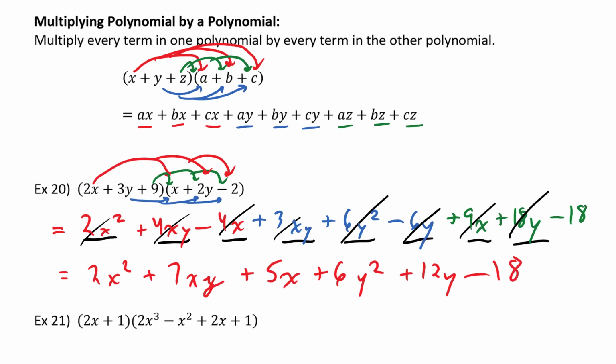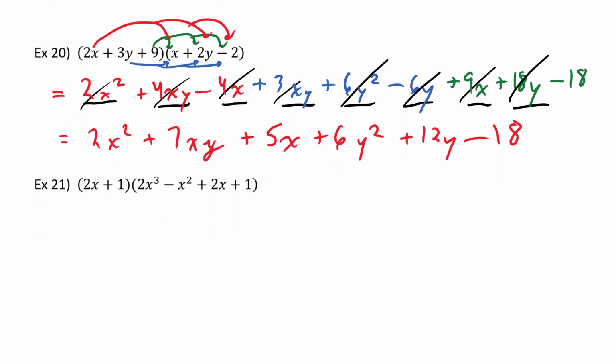You can see we've taken something very simple. We've made it a bit larger, and it gets more complex. I'd like you to try example 21 on your own. A binomial multiplied by a polynomial. Make sure you distribute to all values inside those brackets.